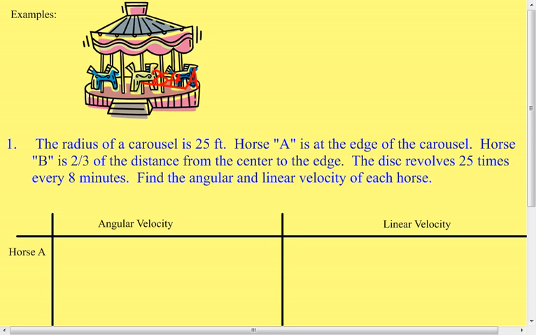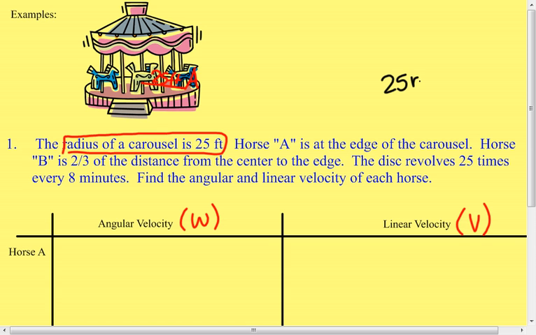Okay, so hopefully this part is pretty clear. This is your radius, obviously. We know that, at least for the outside horse, the radius is 25 feet. For the inside horse, we'll have to do something a little bit different. But we need to find the angular velocity and the linear velocity. We know that the angular velocity is our W, and the linear velocity is our V. Just so you know that. And it doesn't directly tell me, but it gives me one of those for the horses. And when it says that it revolves 25 times every 8 minutes, in other words, it makes 25 revolutions every 8 minutes.